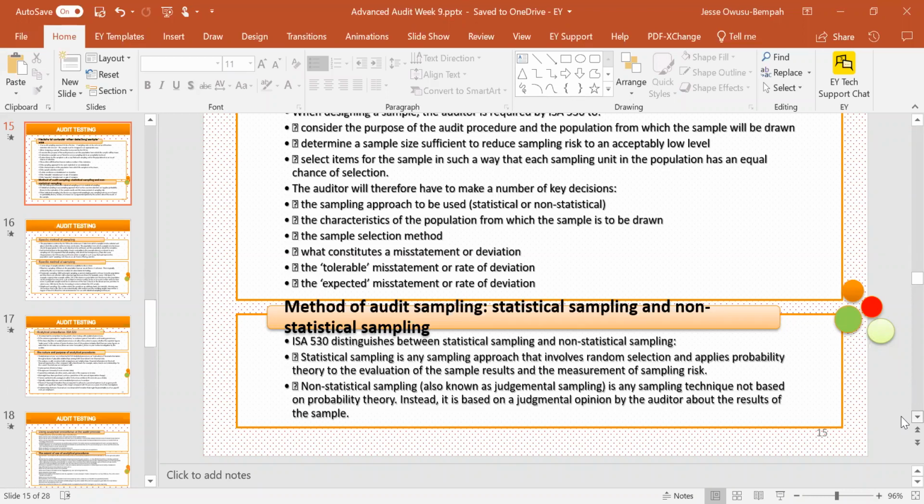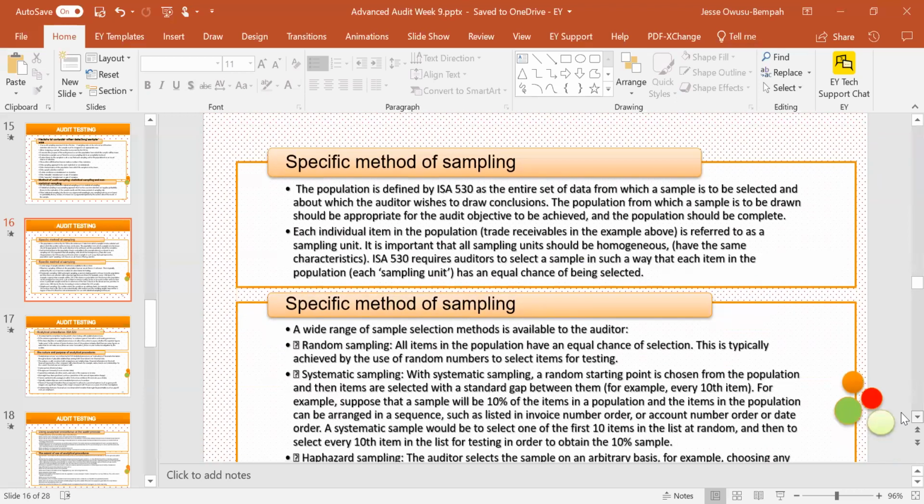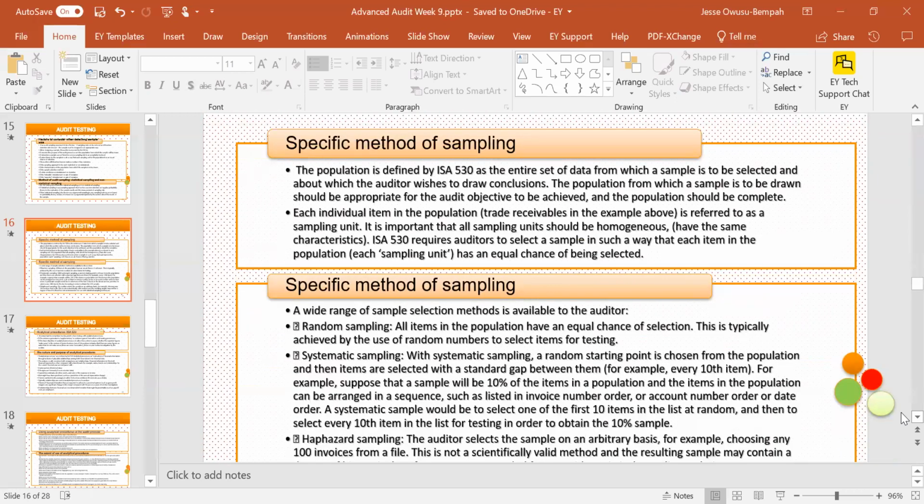So these are methods of sampling. Now, I wouldn't want to bore you with definitions for population and all that. But what you need to know is that every individual item in the population is referred to as the sampling unit. The sampling unit.